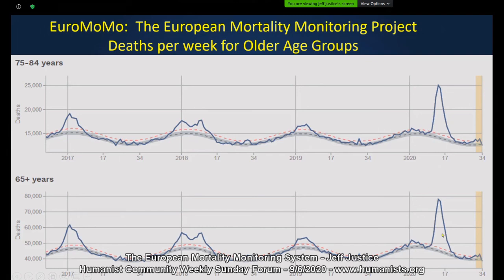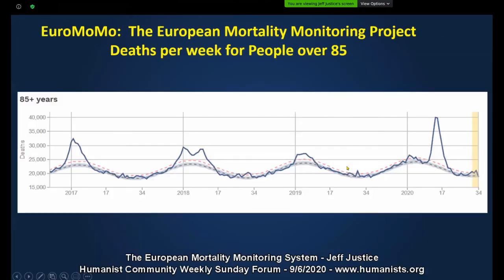And then here they summarize it also for people over 65. Again, significant as you get older. Now, the average lifespan in Europe is 81 years old. So you'd say, oh, there really aren't that many people over 81, but there are. So they do display the plot for people over 85 too.